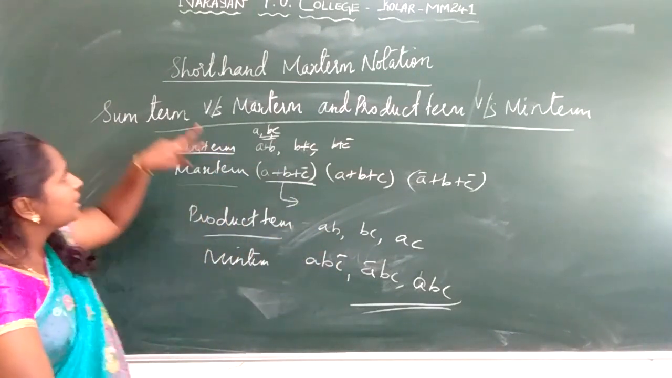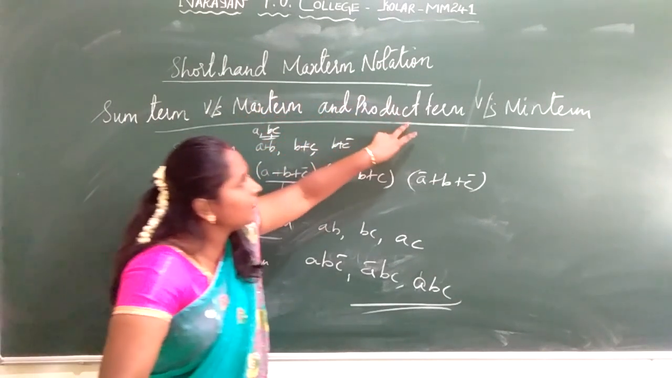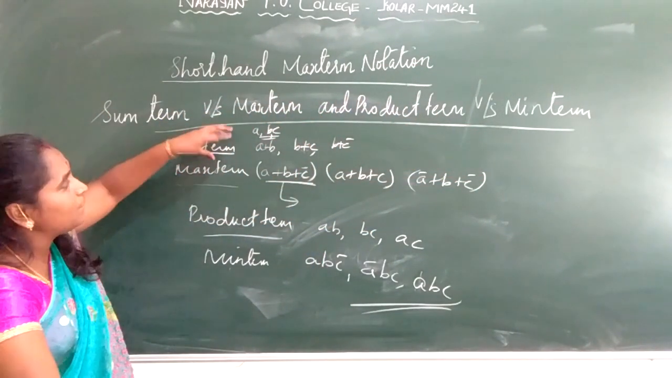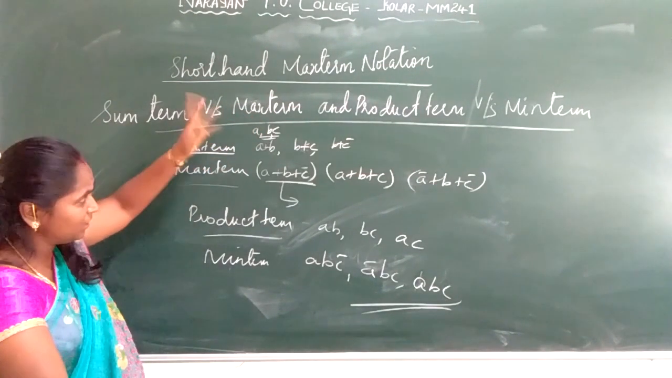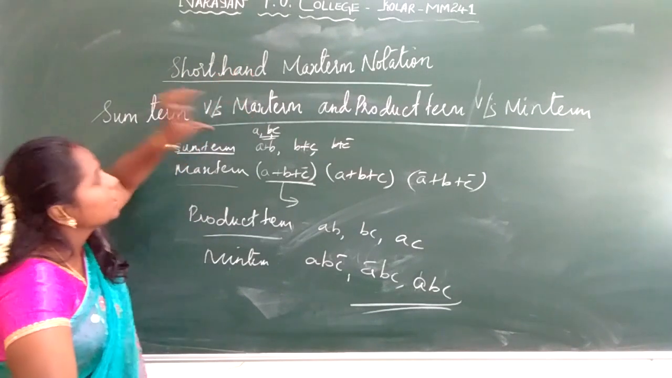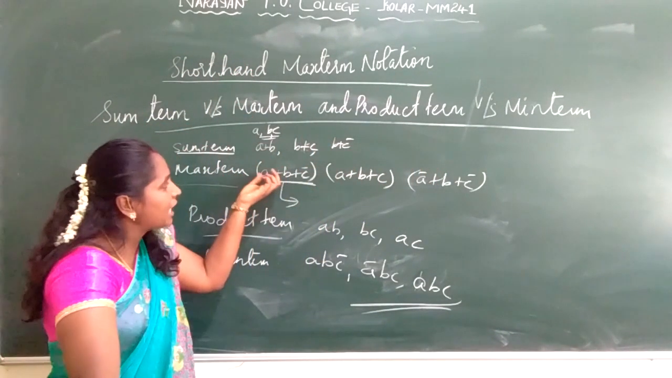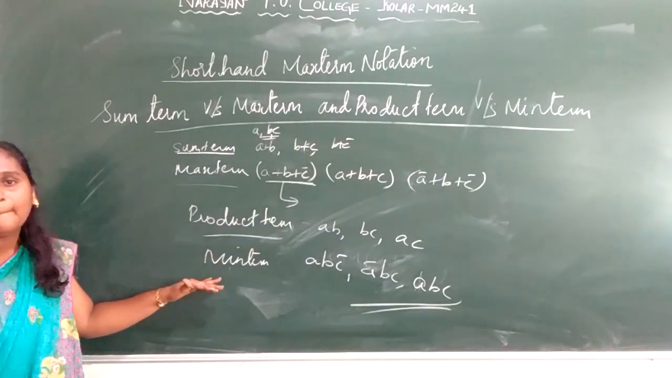Complemented variable. That's the difference between a sum term versus max term and product term versus min term. A product term and a sum term can contain all the variables or be missing a variable, any one or two variables. But when you go for the max term, a sum term should have all the variables, that is, complemented or uncomplemented. Similarly for a product term and min term.